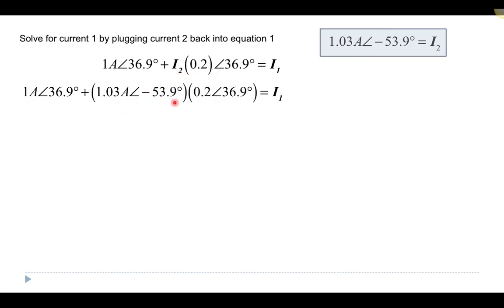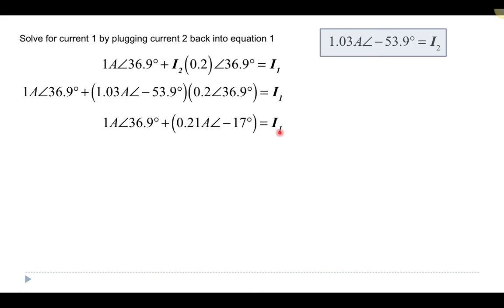And I have two complex numbers in polar form. I can multiply those two values together, and I end up getting the term that was out front, 1 amp, phase angle 36.9, and then 1.03 times 0.2 gives me 0.21, and then when I add the two angles together, I get negative 17 degrees.